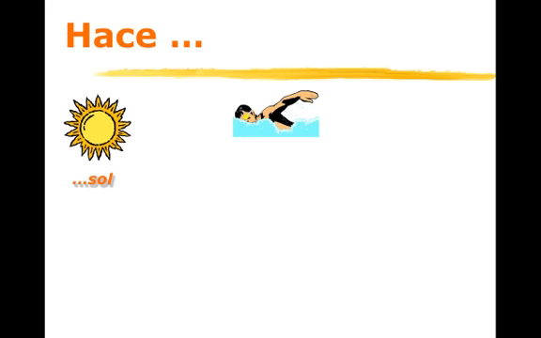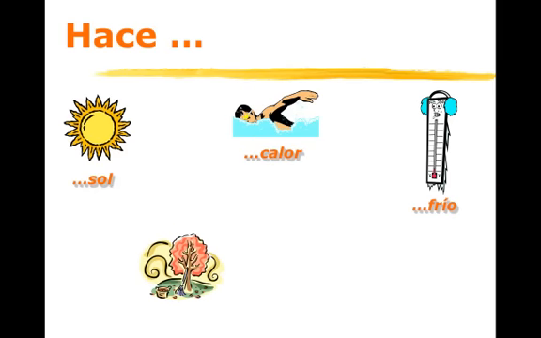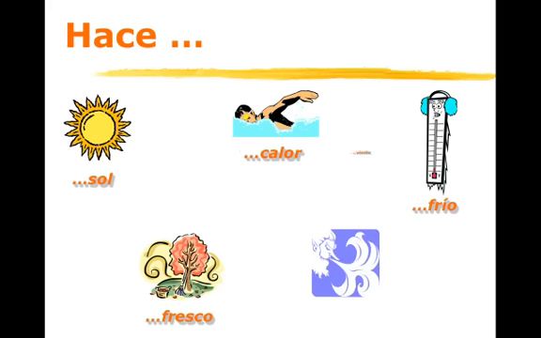This guy's swimming because it's really hot outside. Hace calor. It is hot. Hace frío. And in the fall, it's usually kind of cool outside. So to say it is cool, we say hace fresco. And finally, to say that it's windy, we say hace viento.